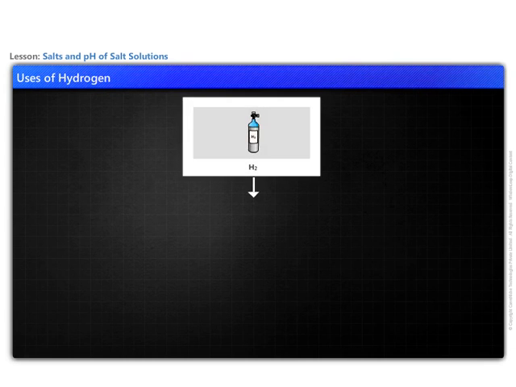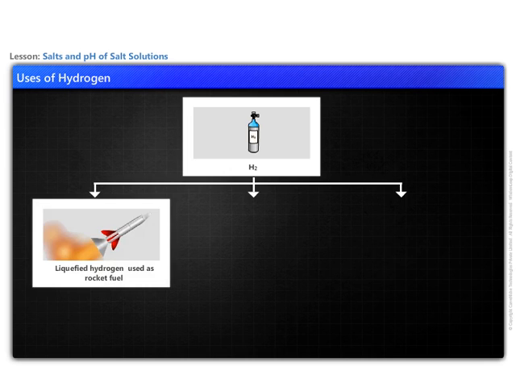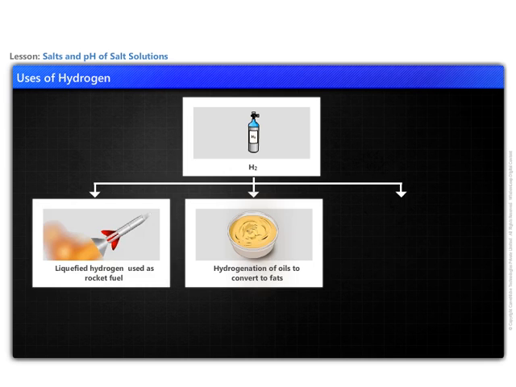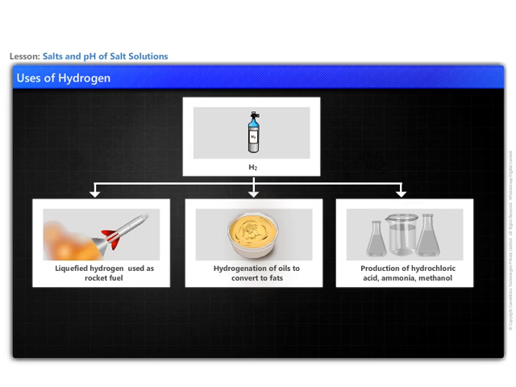Let us look at some of the uses of hydrogen. Liquefied hydrogen is used as rocket fuel. It is used in the hydrogenation of oils to convert them to fats. It is used in the production of hydrochloric acid, ammonia, and methanol.